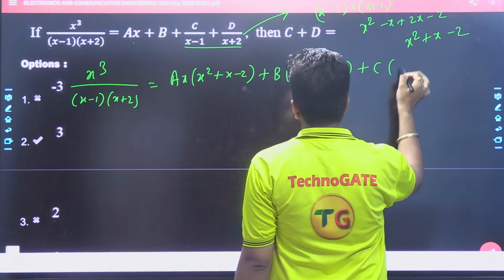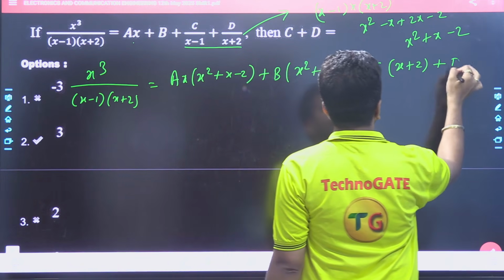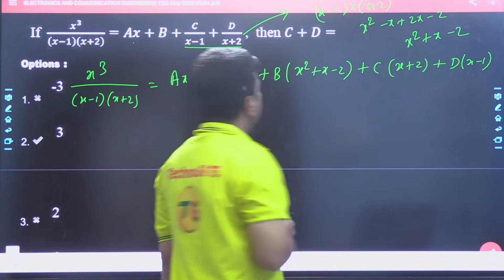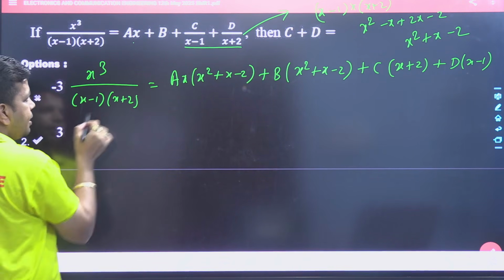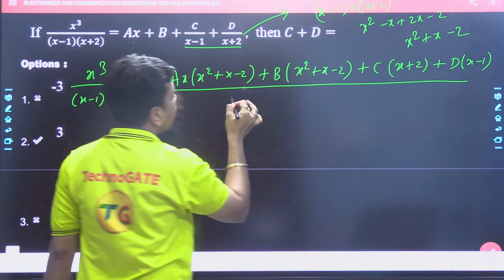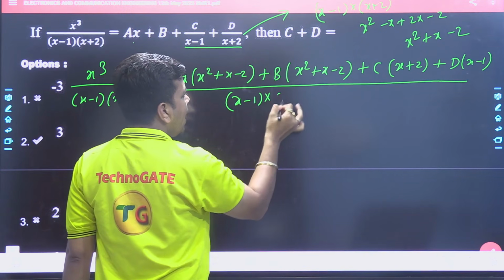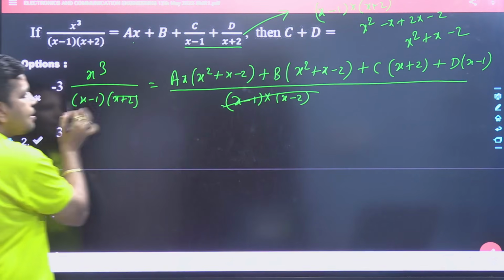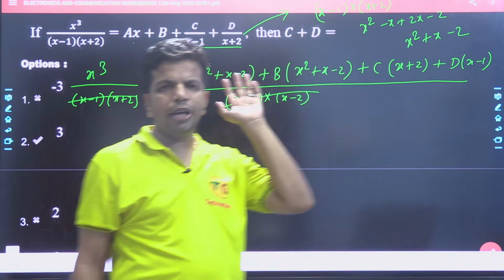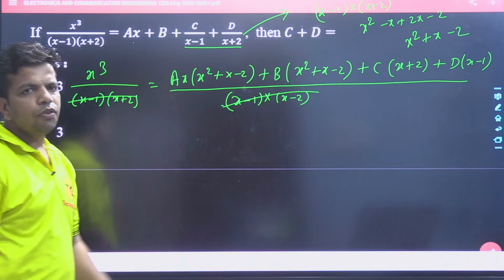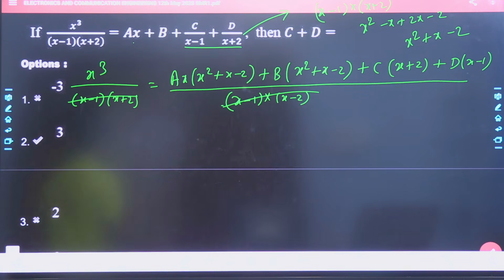In c we need to simply multiply by x plus 2. In d we need to simply multiply by x minus 1. Okay. Let's see. And divided by x minus 1 into x plus 2. Just cancel this term with that. Now we can compare the coefficients of the above equation numerators, right hand side and left hand side. It gives you the exact result. And simply you can evaluate the value of c as well as the value of d. So let's see here.